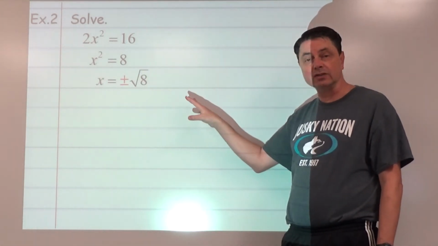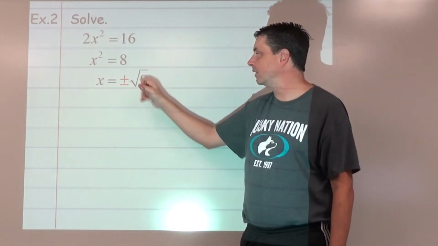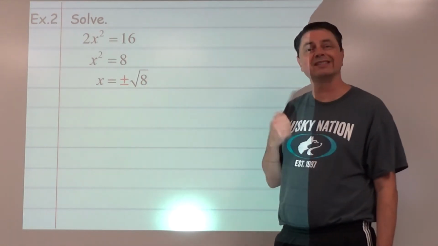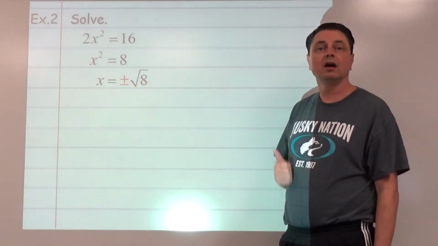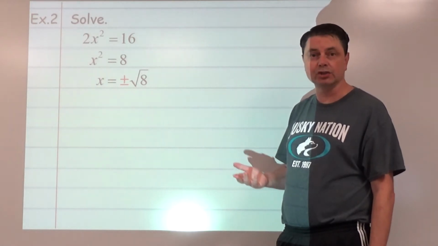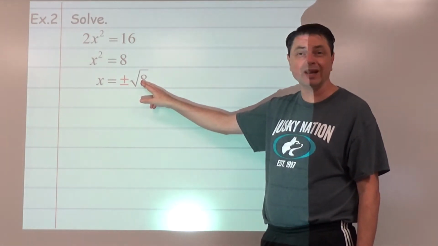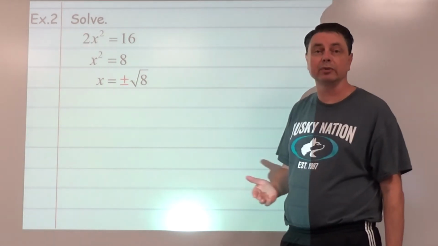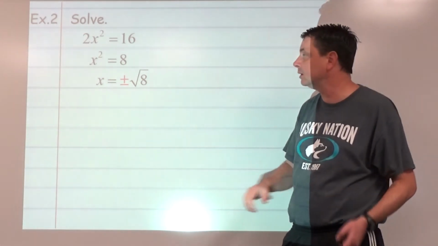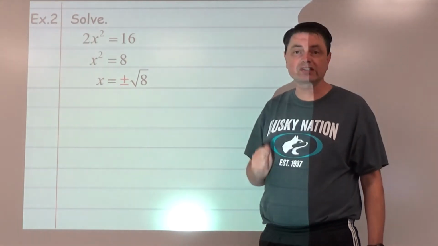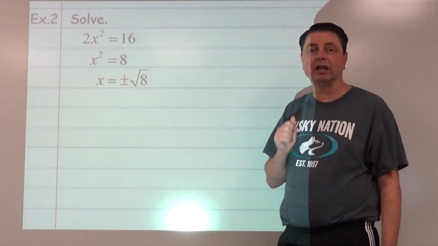That might be the answer, but we do have to see if we can simplify it. Now, 8 is not a perfect square, so it's not going to turn out to be a whole number or an integer. It's going to be irrational. But we do want to see if we can break it down like we were talking about in a previous lesson. So break it up, looking for a perfect square that evenly divides into 8, and 4 is the one.